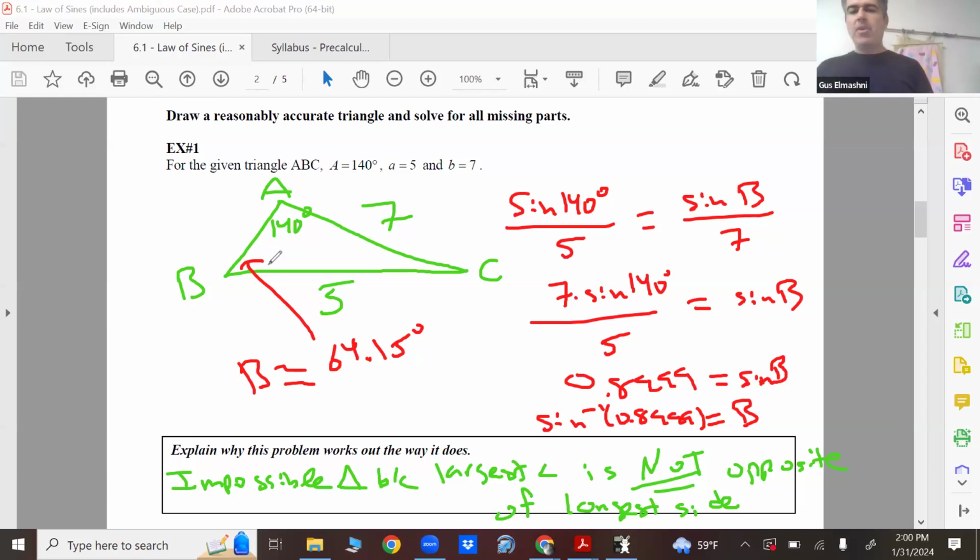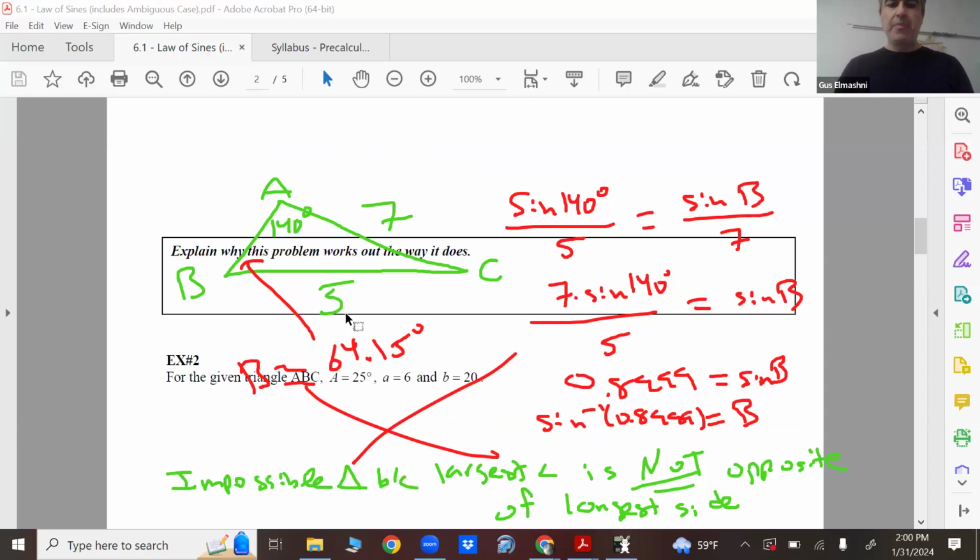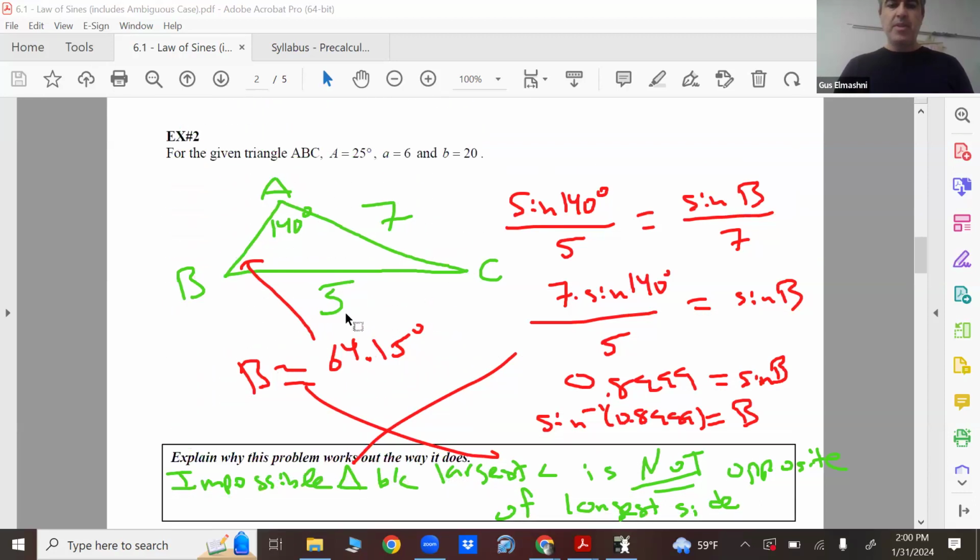But even then, you don't even have to go this far. Just think about it. 140 and 5? No, because 7's longer and 7's not opposite 140. Doesn't make sense. So at this point, I would just stop and not go any further. If you want to go further, you would find angle C by adding them all up and subtracting from 180, which you can't do anyway because it'll be negative. And then you have to use law of sines again to find side AB, or side c, which is opposite angle C. So let's see when that is legitimate. This one is a legitimate one.